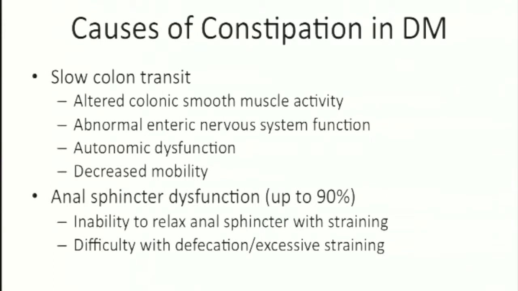One is slow transit, so things are moving slowly through the colon, and this has to do with the altered smooth muscle, potentially the presence of autonomic dysfunction, and also decreased mobility. In general, exercise helps with constipation, but if you're less mobile and unable to exercise, that will slow down your colonic motility. And anal sphincter function. So that's inability of the anal sphincter to relax with excessive straining, difficulty with defecation and straining. And this can affect up to 90% of individuals with DM.